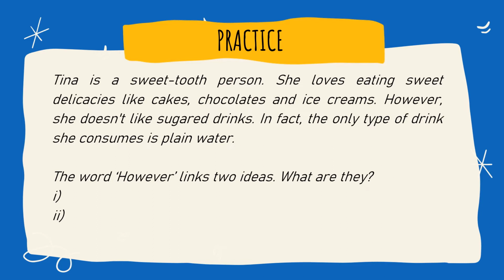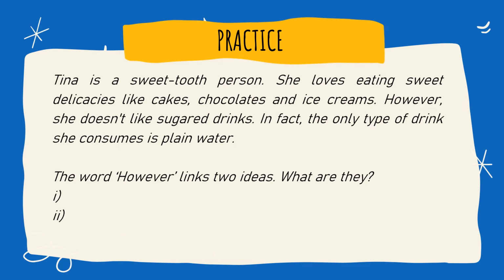All right, here is the question. The word however, in this short paragraph, links two ideas. What are they? So you need to identify the first idea and also the second idea. Now, how are you supposed to answer this kind of question? So however, what is the purpose of however? It is to show contrast between the first idea and the second idea. So the first idea is what? What is the statement?